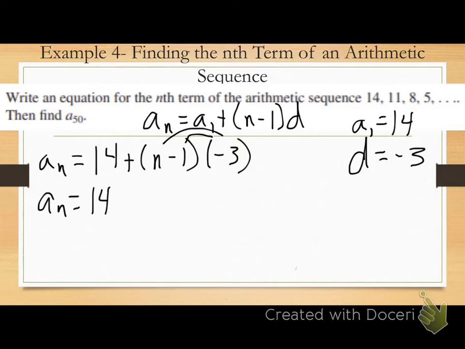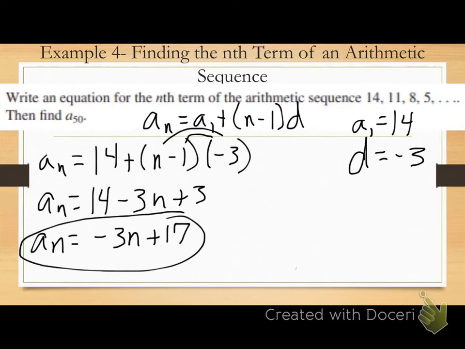What's n times -3? Negative 3. -1 times -3? Plus 3. What's 14 plus 3? 17. Here's my equation for finding the nth term of this specific arithmetic sequence.